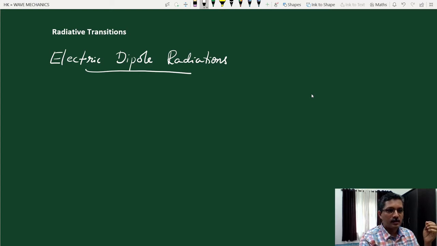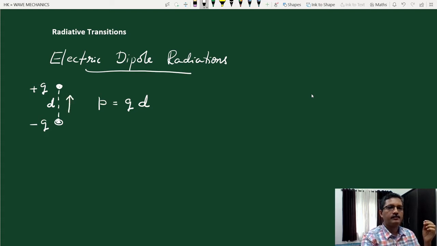Okay, you consider a dipole like this. Suppose these are two electric charges. Let us say this is minus q and this is plus q, separated by a distance, let us say d. Then the dipole moment p is charge into distance. The direction of the dipole moment is from minus charge to plus charge. Magnitude is charge into distance between the two electric charges.